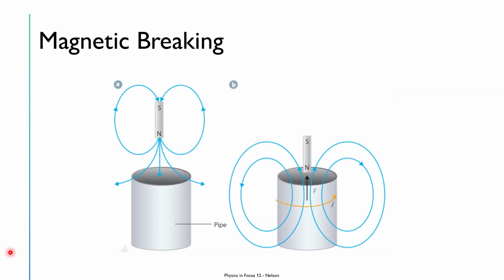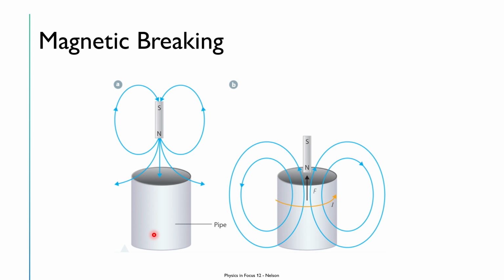Another application of induction is magnetic braking. We've seen many times before that if a magnetic field changes around a conducting material, then an EMF is generated. This comes back to Faraday's law. But more than that, through Lenz's law, which builds on the law of conservation of energy and Faraday's law, we see that there is always a very clearly defined direction in which the induced current must flow.